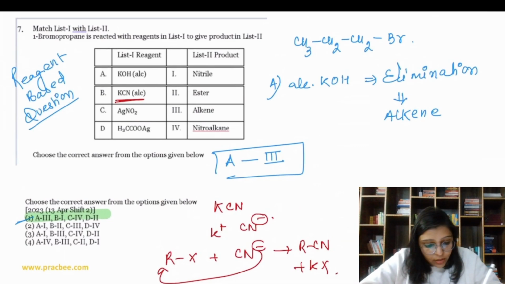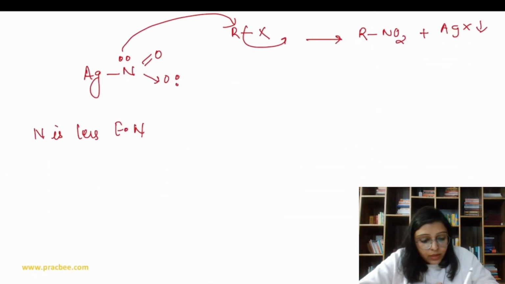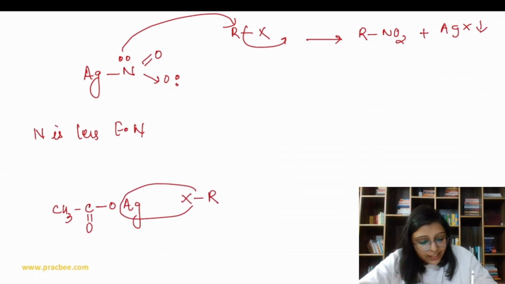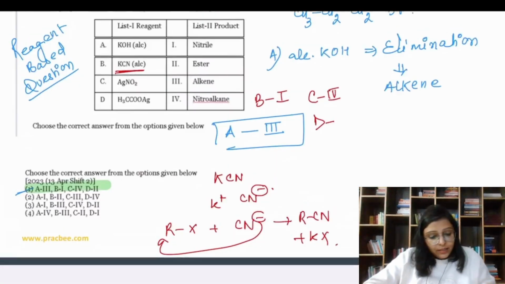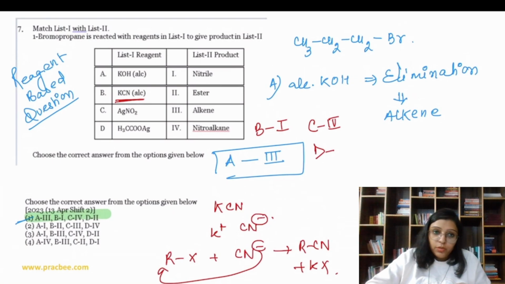We get nitroalkane. So C can be matched with fourth, and B can be matched with first. Now the last option, D. We have CH3COOAg, right? And we have RX, so we just remove AgX. So we get CH3C double bond O OR. So we get ester. Clear? We get ester. That's it. So the answer is going to be option number 1.